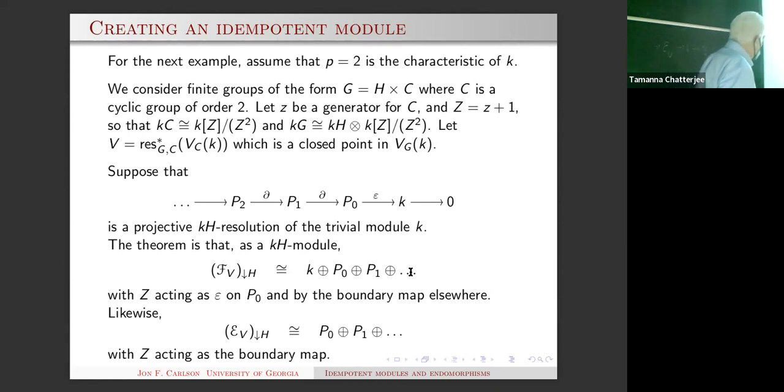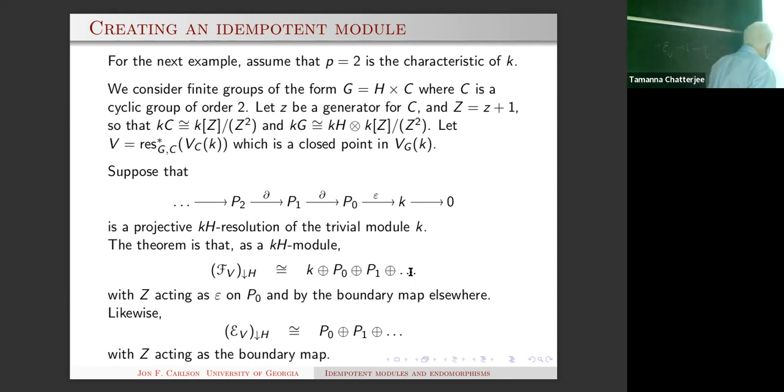I make it into a KG module. Well, all I have to do is say what the actual Z is. Well, Z is this thing whose square is 0. If you take the boundary map and you square it, the boundary is 0. This is the complex, the projective resolution. So all I'm going to do is let Z act on this thing basically by the boundary map. Okay, and that's on F(V).